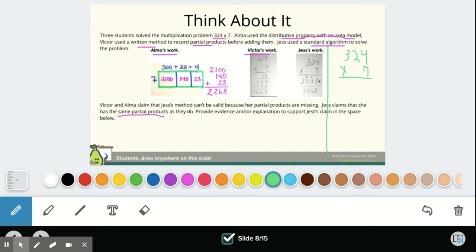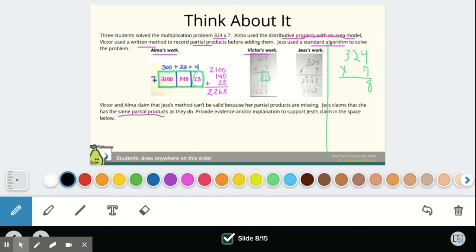All right, so as I'm looking at the work, we notice an 8 here in the ones place. So it looks like the first step that Jess took was to multiply the 7 ones by 4 ones, okay? And that ends up being 28 ones. But instead of writing the 28 here, the way Victor did, and also the 28 over here, the way Alma did, Jess writes the 8 that represents the ones and then regroups the 10 up here.